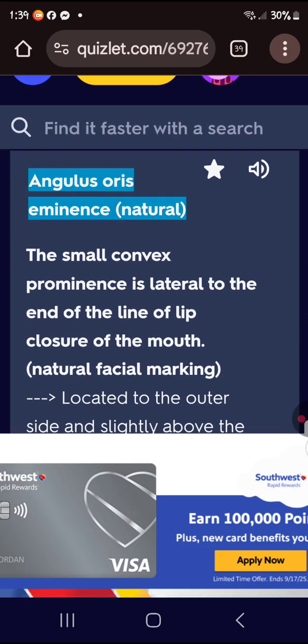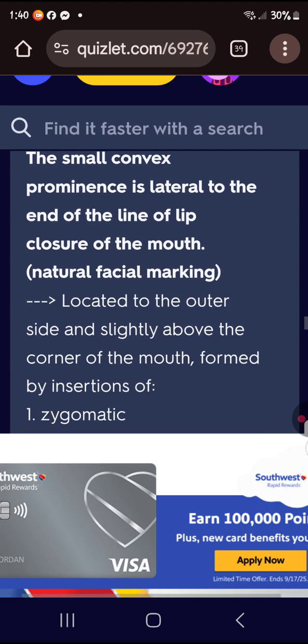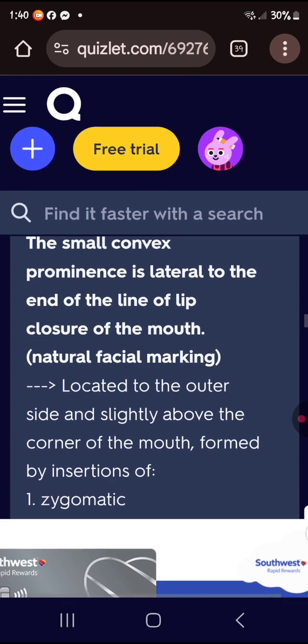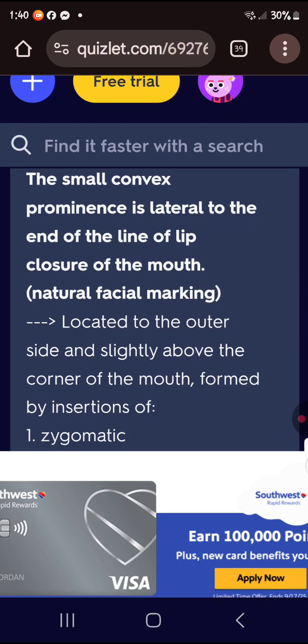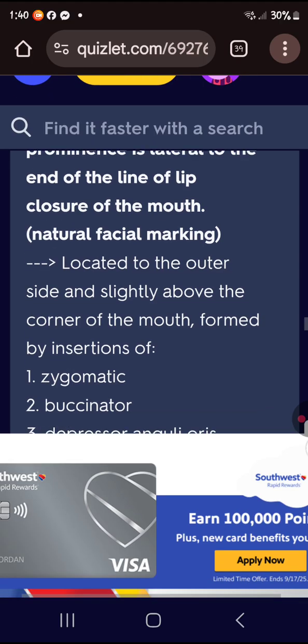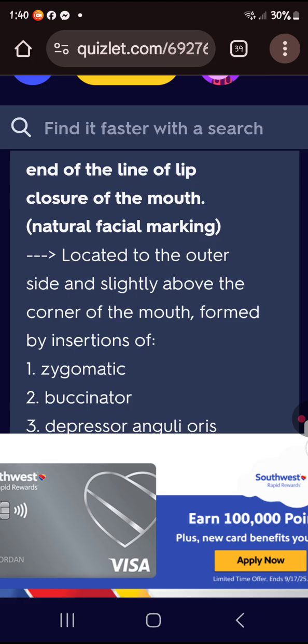Angulus oris eminence, which is natural. So we know angle of the mouth that protrudes. It's the pooch by the angle of the outside of the mouth. The definition is the small convex prominence that is lateral, or to the sides, to the end of the line of lip closure of the mouth.